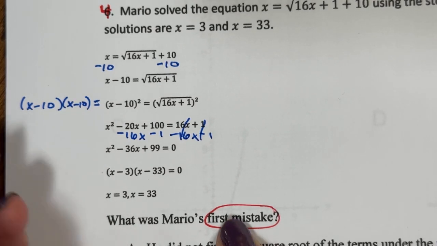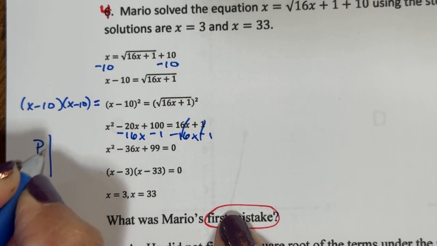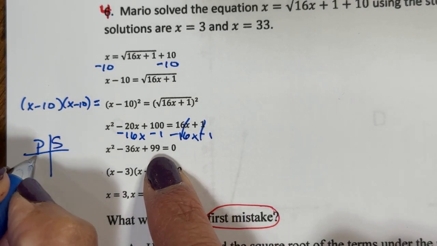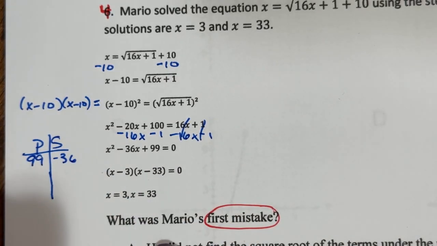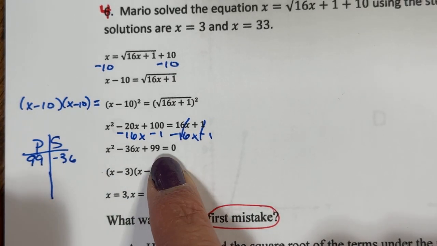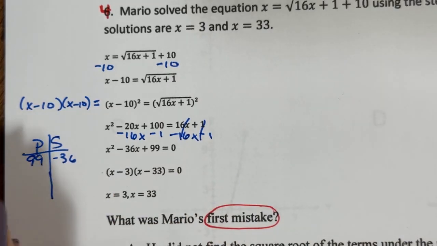All right, and then it comes to factoring, so we can do product sum. Let's see, the product is 99. The sum is negative 36. Two numbers that multiply to positive 99 and add up to negative 36.